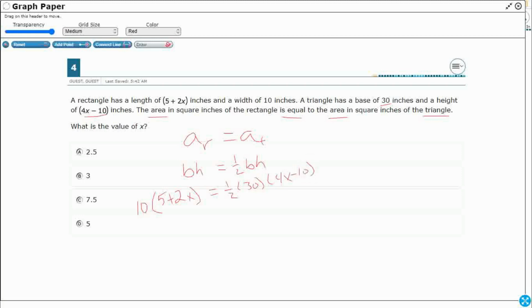So I'm simplifying. I'm trying to solve for x. So let's distribute this out. So it's going to be 10 times 5 plus 10 times 2x.